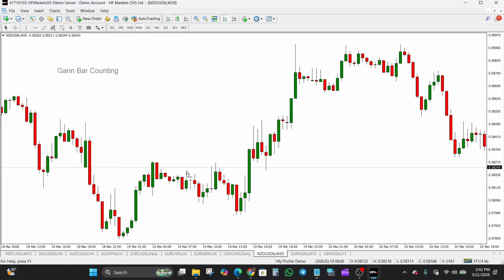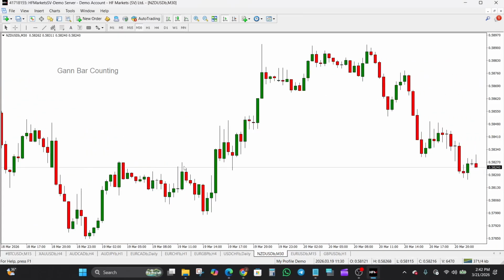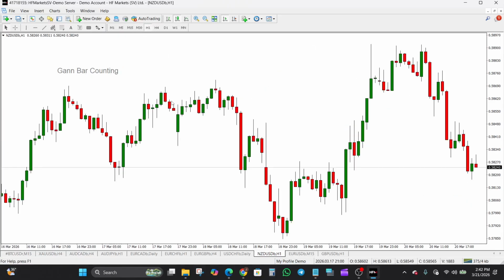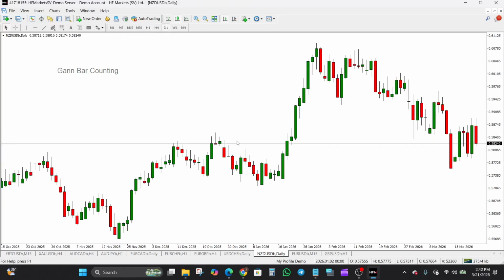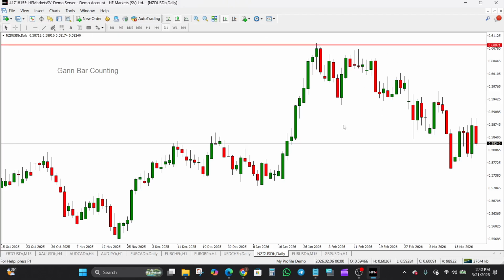So now, bar counting is a simple way to track time in the market. Each candlestick represents a unit of time. For example, each candle representing 30 minutes, or maybe each candle representing 1 hour, or each candle representing 1 day. So traders count these bars from a significant high or low to identify potential turning points.